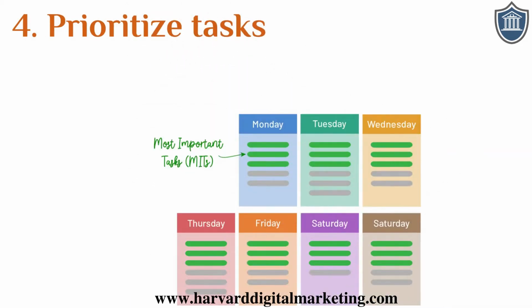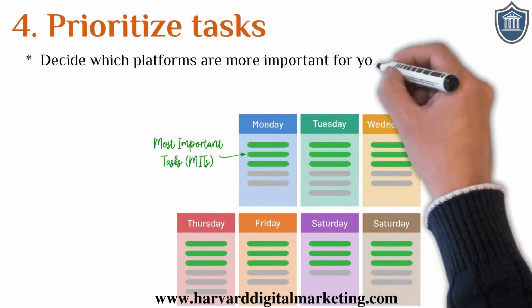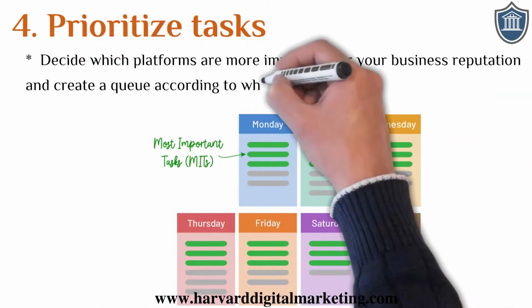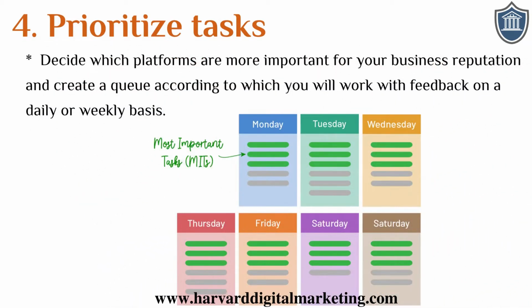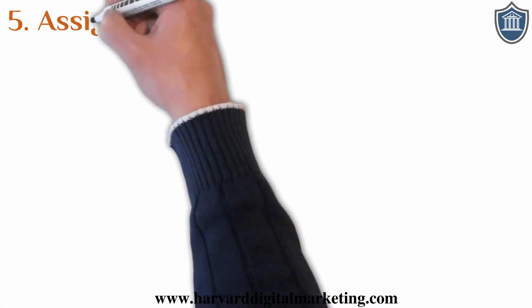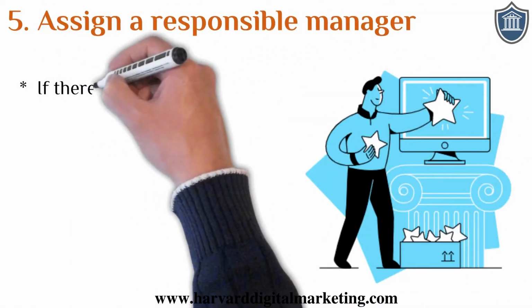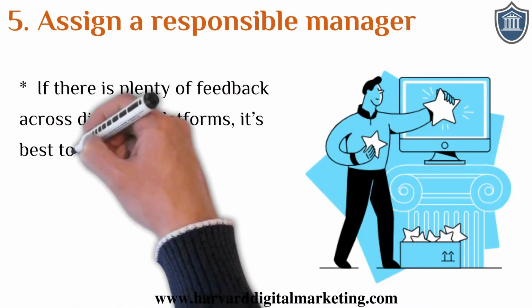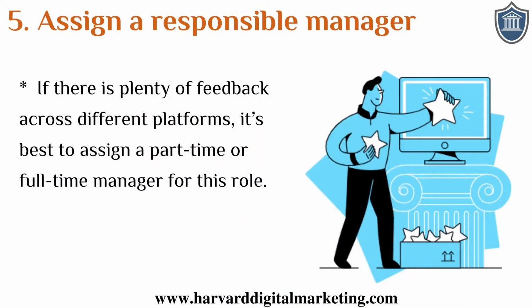Prioritize tasks. Decide which platforms are more important for your business reputation and create a queue according to which you will work with feedback on a daily or weekly basis. Assign a responsible manager. If there is plenty of feedback across different platforms, it's best to assign a part-time or full-time manager for this role.